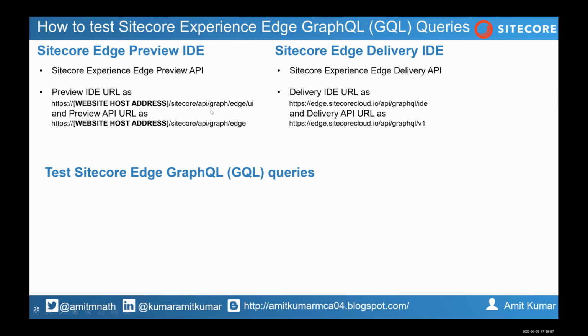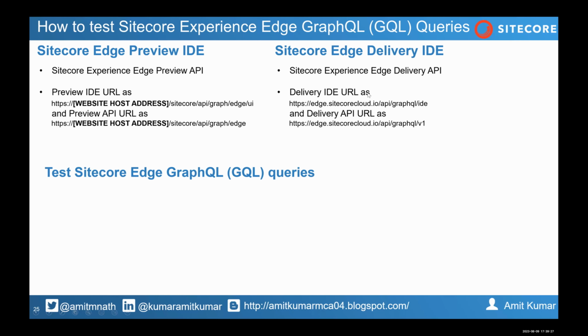So in legacy GraphQL, these edge endpoints were not there. So that's why by default only this is enabled, and the legacy GraphQL endpoints are disabled. But you can also enable both the endpoints in your Sitecore CMS instance. And there is an API endpoint also there, which is being utilized in the preview IDE. And the same way delivery also has the IDE URL.